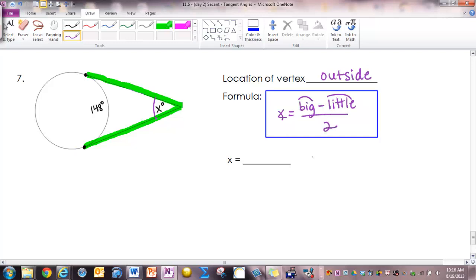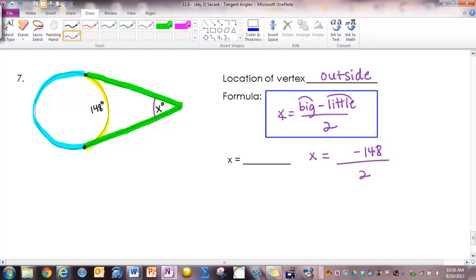Now we start by saying our angle is equal to x, and then we go to our big arc. Our big arc goes from here all the way around to here. It's not given to us, which makes it kind of difficult. But what we do notice is that our little arc is the rest of the circle, and it has measured 148 degrees. And I'm going to divide by 2.